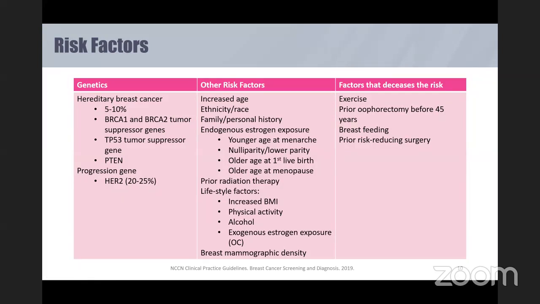There are factors that, on the contrary, reduce the risk of cancer, which are exercise, prior oophorectomy, of course, which is ovary removal before 45 years of age, breastfeeding, and prior risk-reducing surgery, whether by ovary removal or by total mastectomy.